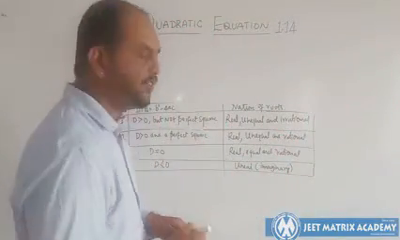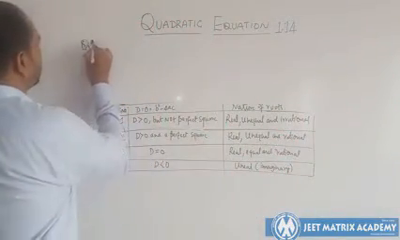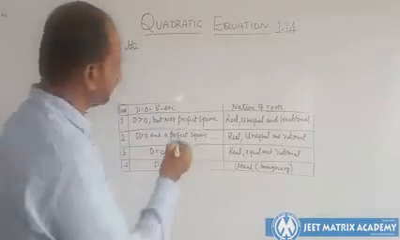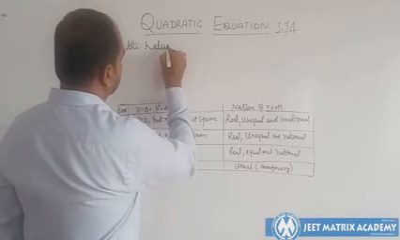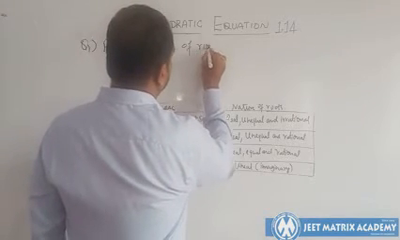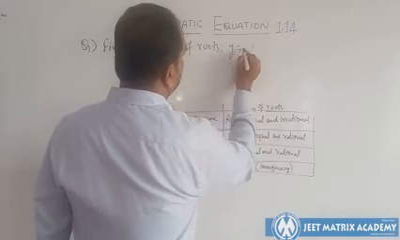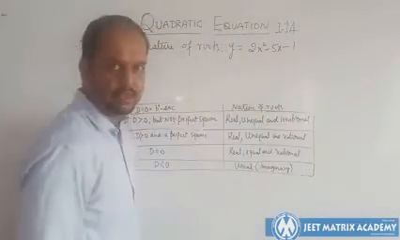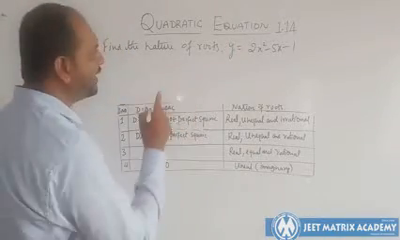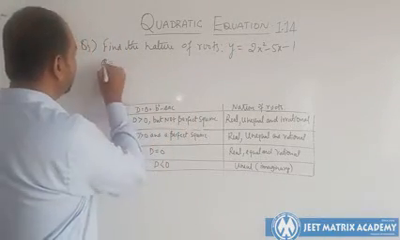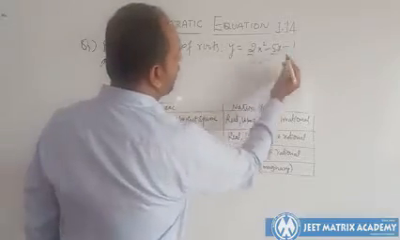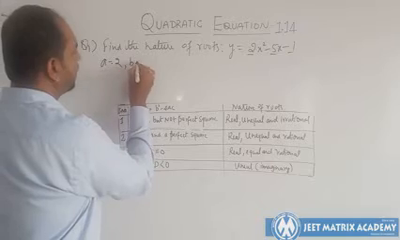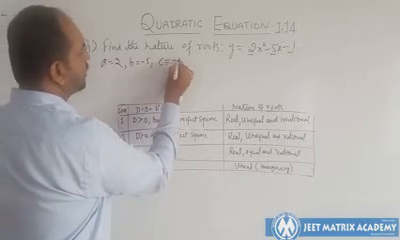First problem: find the nature of the roots for question number 1, y equals 2x square minus 5x minus 1. The first job is to identify a, b, c. a is 2, b is minus 5, c is minus 1.